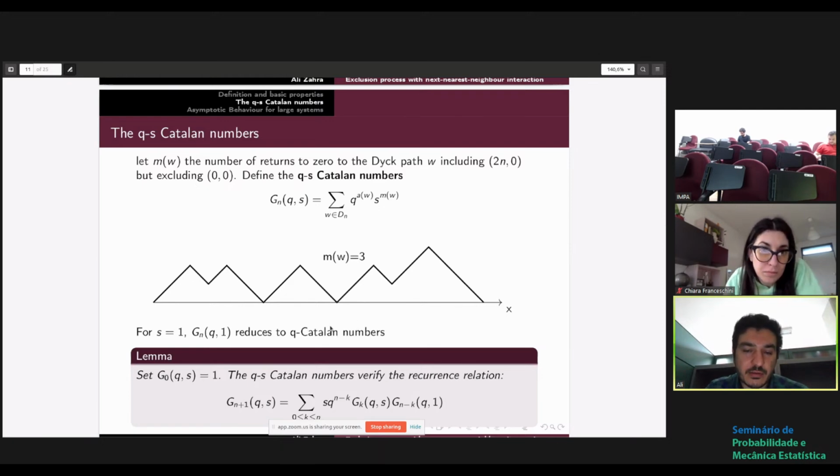Okay. The first lemma about these numbers is that they verify a recurrence relation. Okay. Well, this lemma of course has theoretical importance, because then you can study their properties, but also numerical importance, because with this recurrence, now you can numerically evaluate these polynomials quite efficiently. Okay.